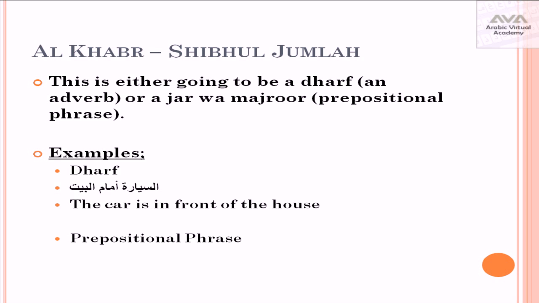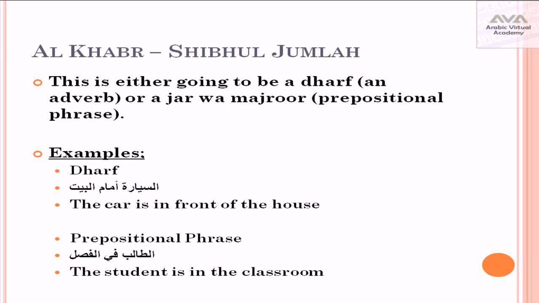And the same thing with this jar wa majroor, at-talib fil fasl. Talib is the mubtada. And what are we trying to say about the talib? That he is fil fasl, that he is in the classroom. So we see here in this first sentence, amam is the khabar. We're saying that the sayyara is in front of the house. Whereas in the second sentence where the khabar is a jar wa majroor, we're talking about the fact that the talib is where he is, fil fasl. The whole of the jar wa majroor is the khabar.